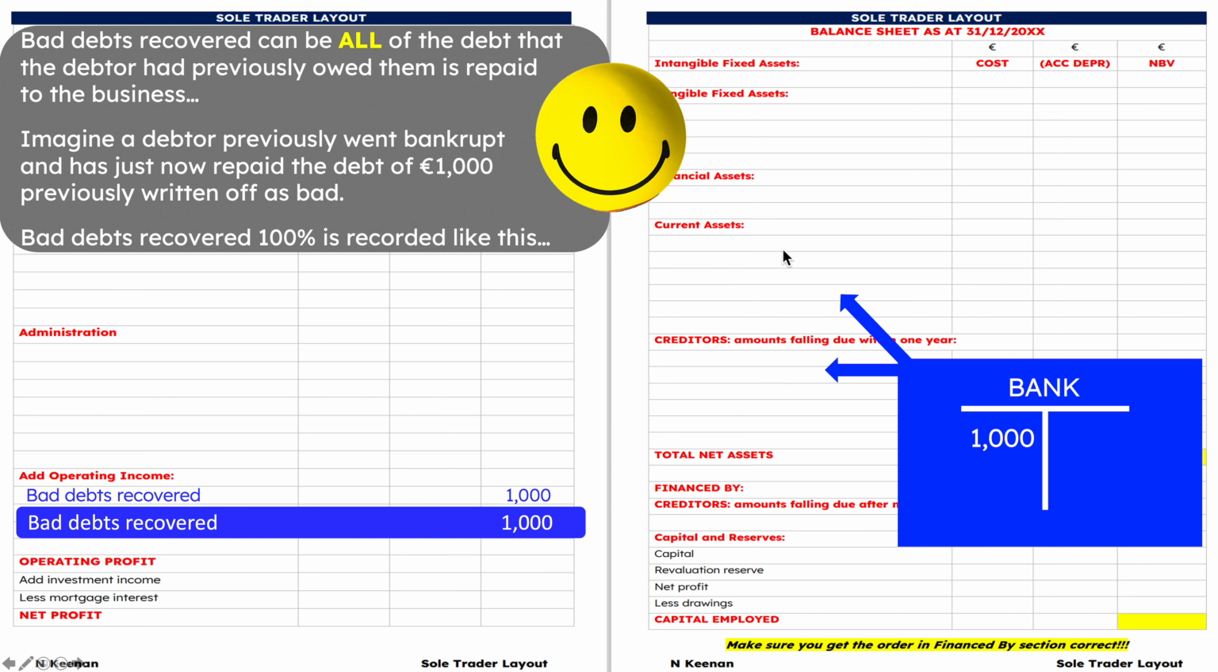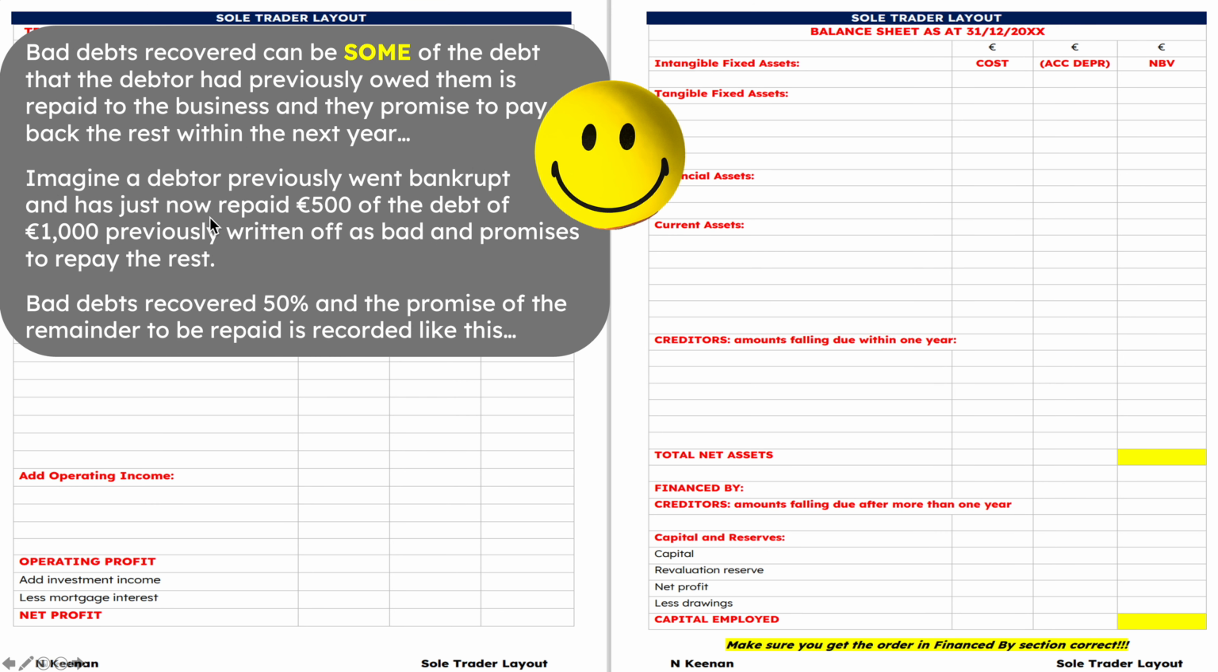So if the bank is an asset, we'd add it to the asset, but if the bank was an overdraft, we would minus it from the overdraft. So bad debts recovered can be some of the debt that the debtor had previously owed them is repaid to the business, and they promise to pay back the rest within the next year.